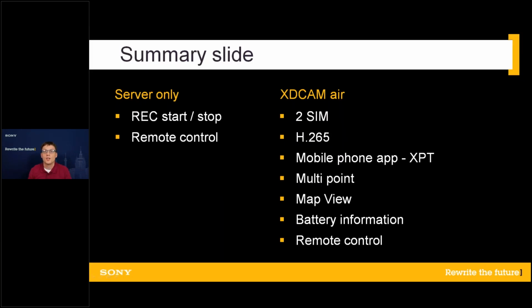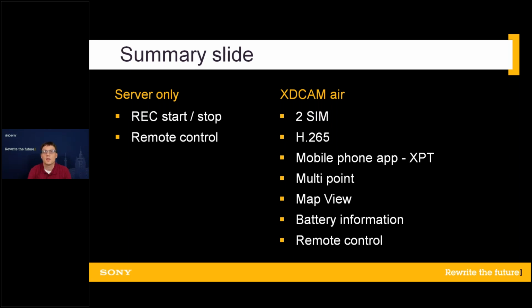So in the presentation here, I would like to do a quick summary. For the standalone server, you need basically only the server and to connect it to the network, and you would get the streaming from a single interface, but you would get the possibility of remotely controlling your camera and starting the recording or stopping the recording.